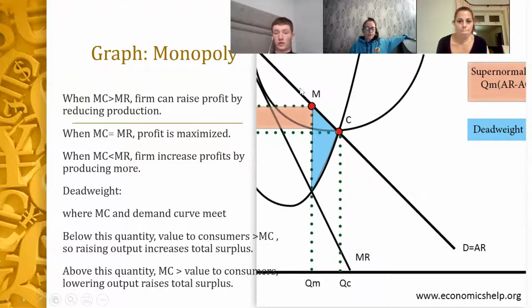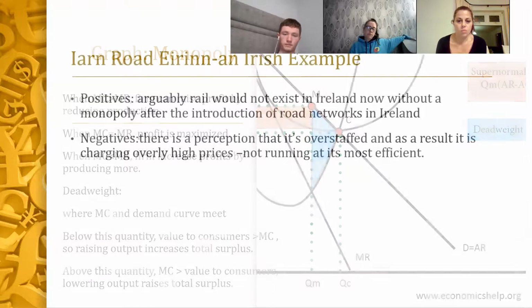So as I was discussing earlier, the deadweight loss is where the marginal cost and the demand curve meet. Below this quantity, the value to consumers is greater than the marginal cost, so raising output increases total surplus. And above this quantity, marginal cost is greater than value to consumers, and lowering output raises the total surplus.